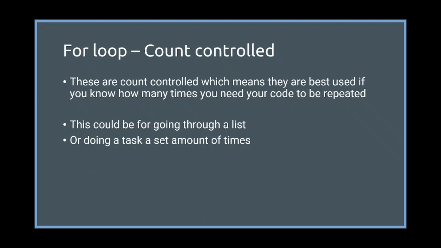We're going to make a start with our for loop, and this is what we call count controlled. This is a count controlled loop, which means that it's best used if you know how many times you need your code to be repeated. It could be used to repeat through a list, which we'll go over in a later video, or if you know a task needs to happen a set amount of times.